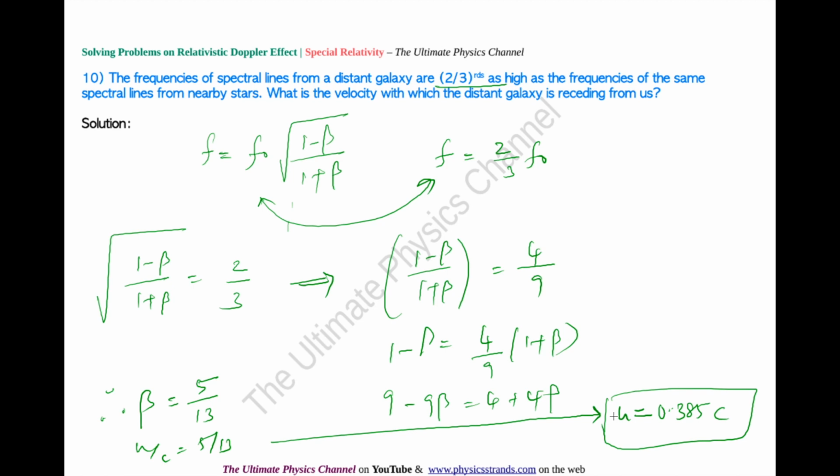Okay, so that completes the problems that we wanted to solve, some of the problems that we wanted to solve on the topic of relativistic Doppler effect. So I always suggest that please attempt the problems on your own before watching the solution, and lecture videos have been posted on this topic. So you could probably go back and check those lecture videos before attempting to solve these problems in these problem videos.